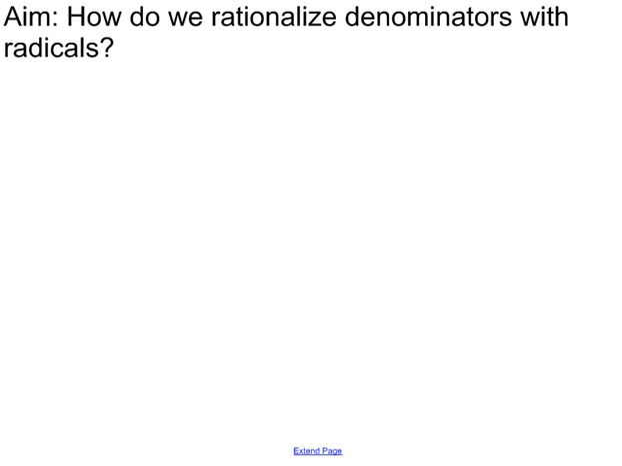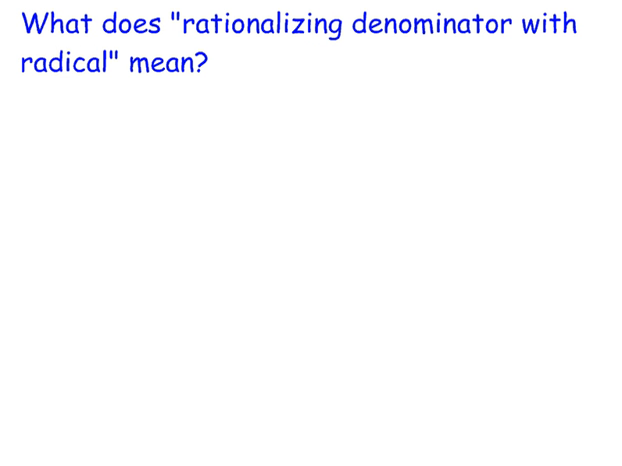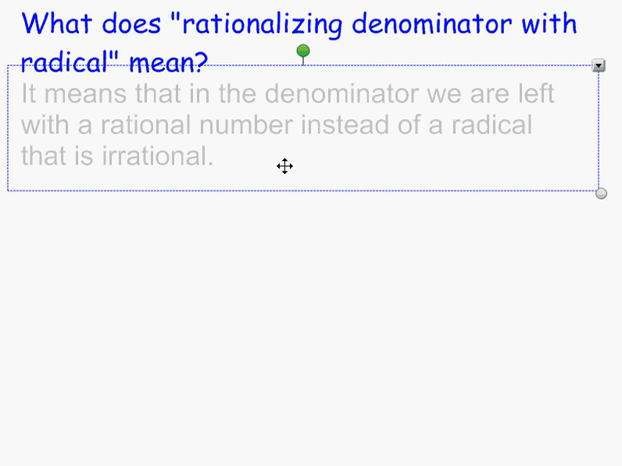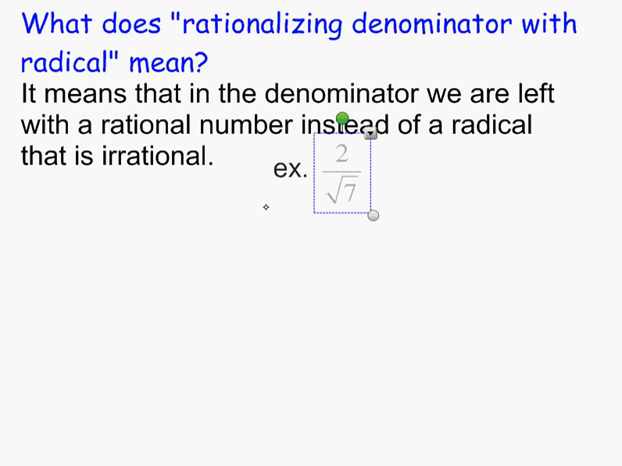Hey, Mr. Estrada here, and our aim for this video is how do we rationalize denominators with radicals? So what does rationalizing a denominator with a radical mean? Well, here's an example. 2 over radical 7. So 2 over radical 7, as you could see, has an irrational denominator because radical 7 is an irrational number.